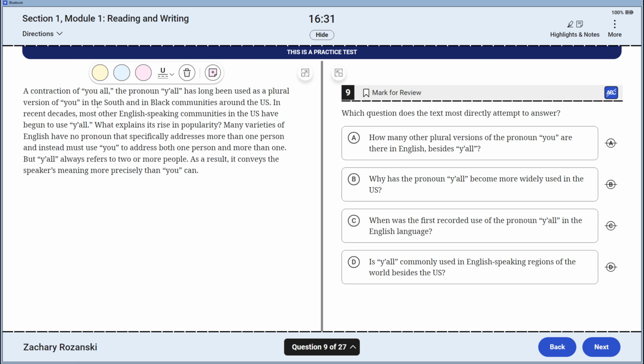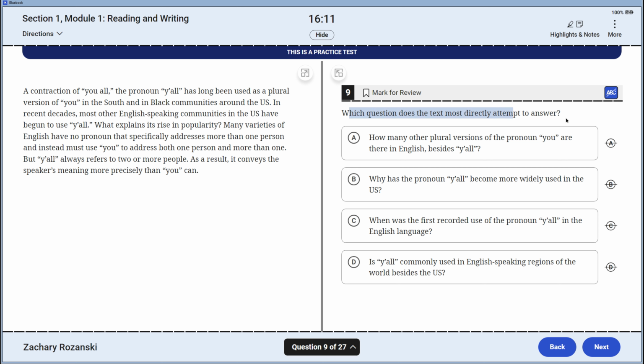A contraction of y'all, pronounced y'all, has long been used as a plural version for you in southern and Black communities around the U.S. In recent decades, most other English-speaking communities in the U.S. have begun to use y'all. What explains its rise in popularity? Many varieties of English use no pronoun that specifically addresses more than one person, and instead of using you to address both one person and more than one. But y'all always refers to two or more people. As a result, it conveys the speaker's meaning more precisely than you can.